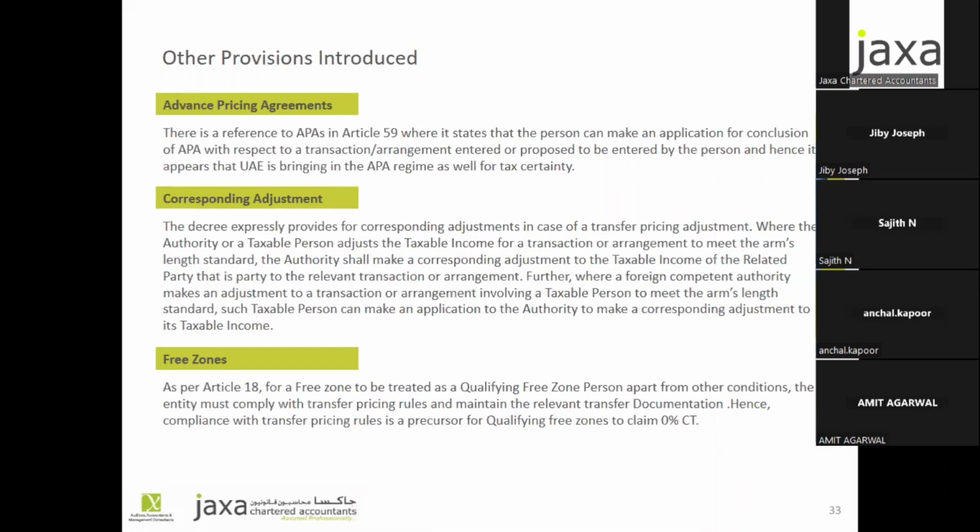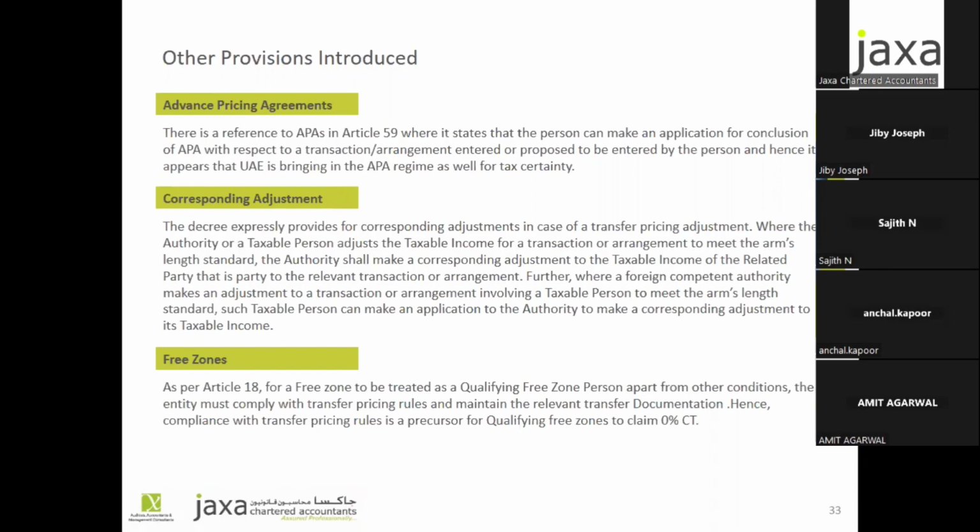Most important point, free zone. And I think GB will add on this. Article 18 says that the UAE corporate tax is eligible for 100%, basically subject to the UAE corporate tax regime at 0%. So it means free zones continue to be taxed at 0% corporate tax.